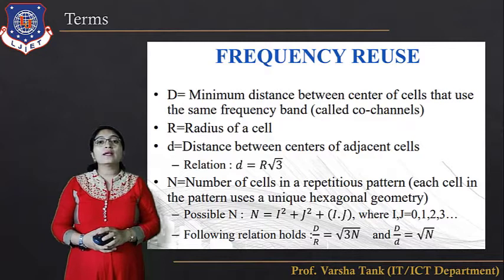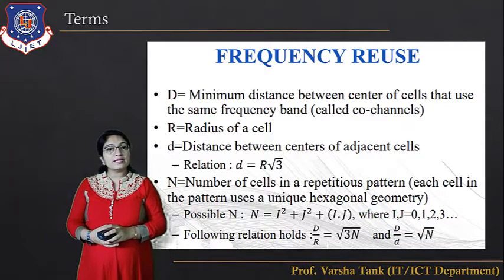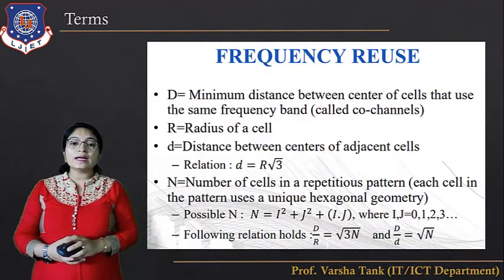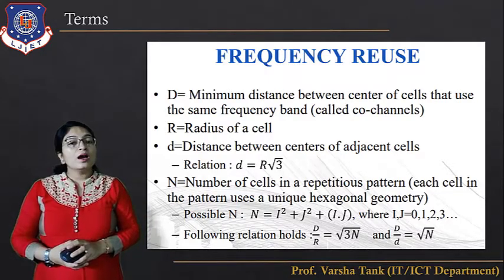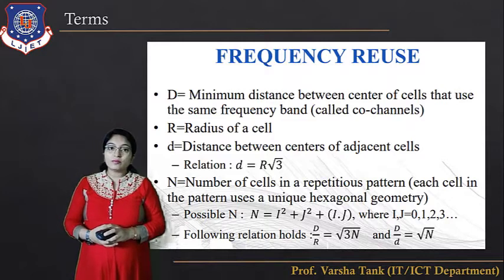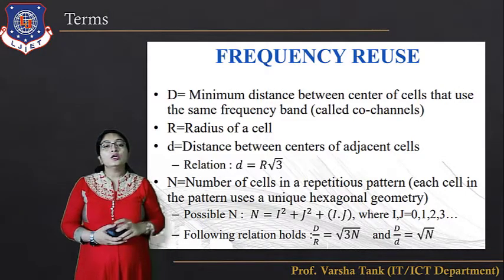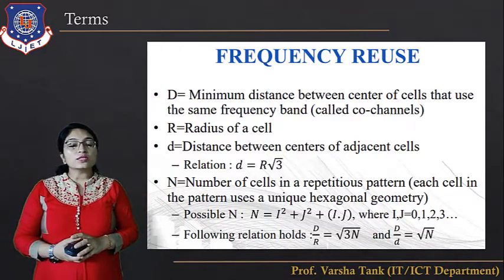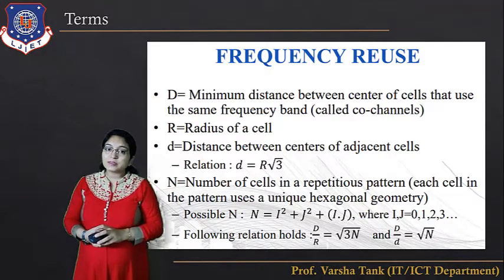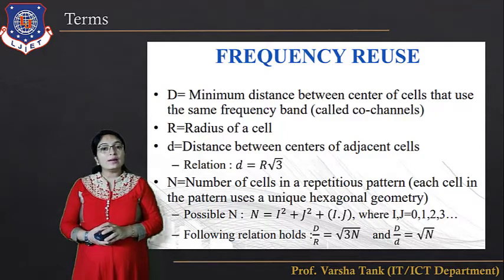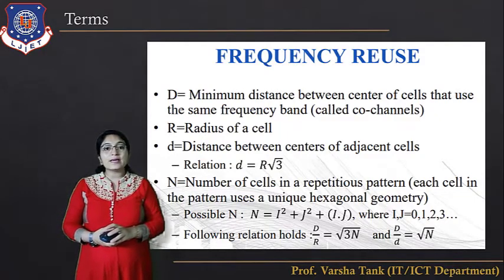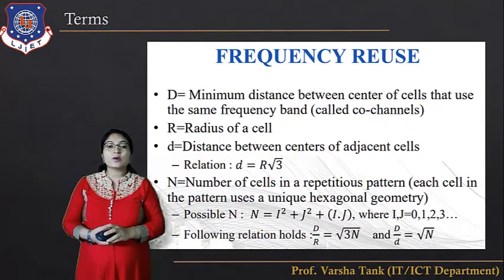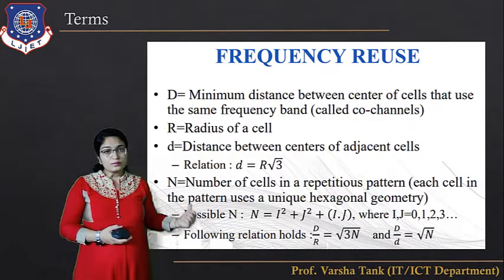Then small d is the distance between the centers of adjacent cells, defined as small d equal to R root 3, where capital N is the number of cells in the repetition pattern. Each cell in the pattern uses a unique hexagonal geometry, and we know the cellular concept is based on the hexagon. So N is equal to i square plus j square plus i into j, where i and j are equal to 0, 1, 2, 3, etc.